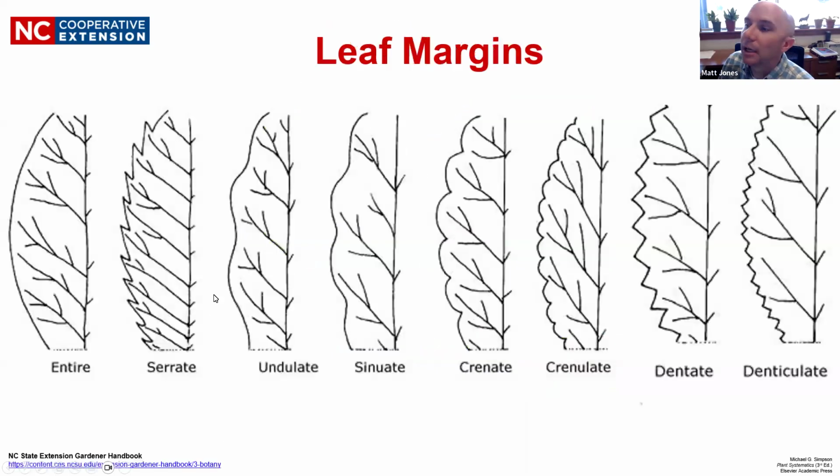But wait, there's more. There are even ways to describe the leaf edges, which we call leaf margins. And do we call a leaf with smooth edges smooth? No, no, no. That would be too easy. Instead, a leaf with a smooth edge is said to be entire. And then leaves, though, don't have to have smooth edges. They can have teeth-like structures. And we have different ways to describe the teeth-like structures. If the teeth are pointing towards the tip, it's said to be serrate. If the teeth are pointing out away from the leaf, it's said to be dentate.